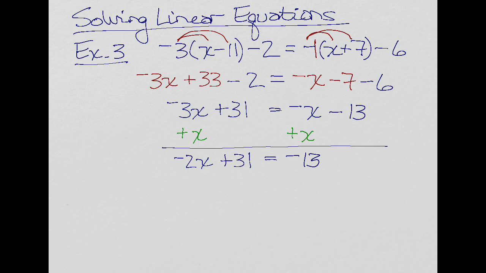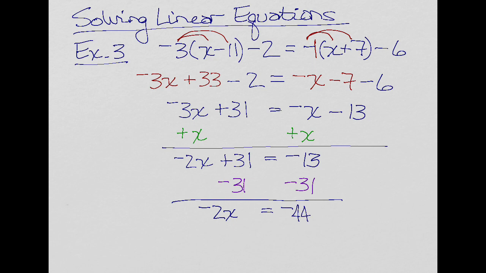Now, let's put all the numbers to the right. So I have this plus 31 on the left. I'm going to do the opposite, which is minus 31 on both sides of the equal sign. And the negative 2x is still there. Positive 31 minus 31 is 0. Those are gone. Then I have negative 13 minus 31. Negative 13 plus negative 31 is negative 44.